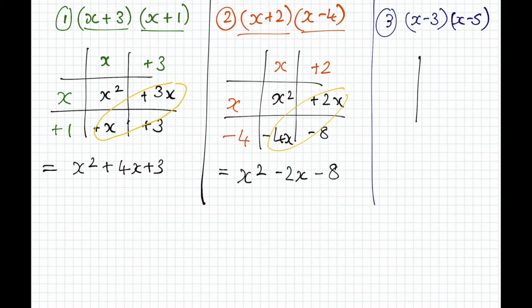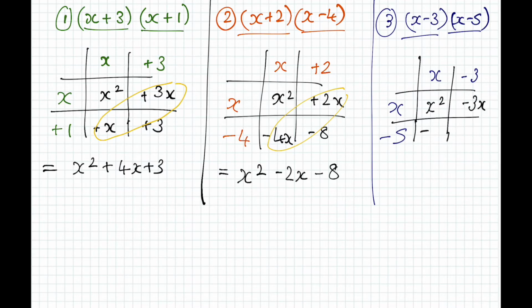So we draw our grid. Excuse the messiness of some of these grids. Split the bracket up, so we have an x term, goes in a box, and a minus 3. Here we have an x term and a minus 5. Then we fill out the grid. x squared minus 3x minus 5x plus 15, because multiplying two negative numbers gives you a positive number. Then we simplify. x squared, a minus 3x minus a 5x is minus 8x, and then a plus 15. So that's question number 3.